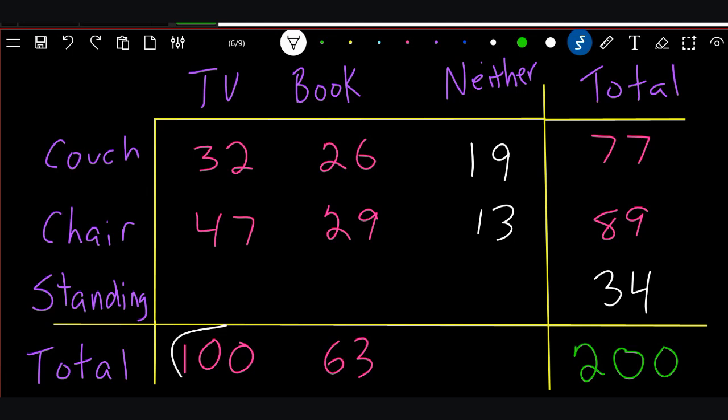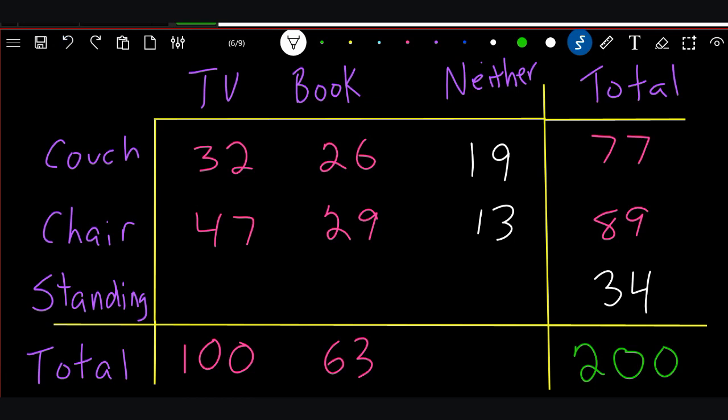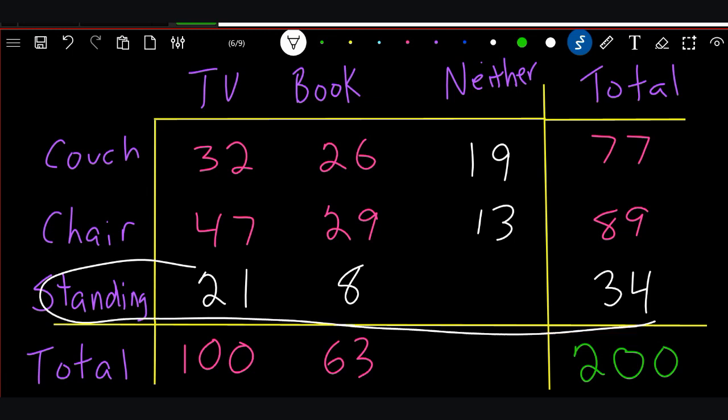Well, we have 100 total people that watch TV. So if 32 sat in a couch, 47 sat in a chair, we add those up, subtract from 100, and we would get that 21 of them were standing. Same thing here. Add these up, subtract from 63, and you will find out that 8 people stood up to read their book. And now we have everything that we need for the standing row right here.